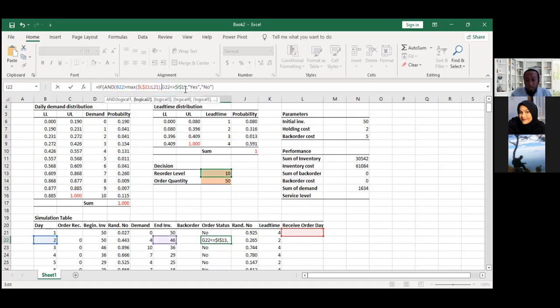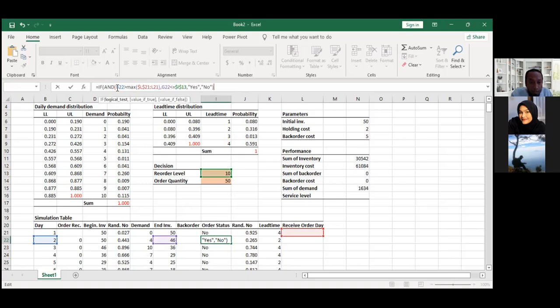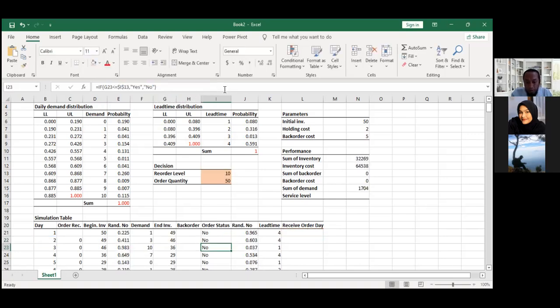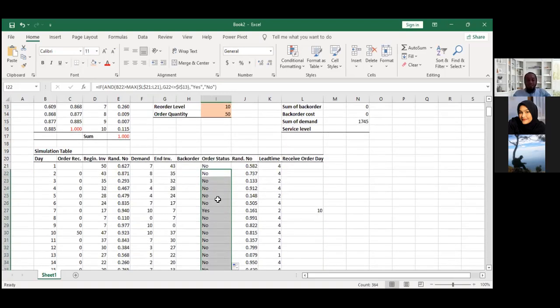And the second logic is, the ending inventory is less than or equal to the reorder level, then we can place an order. Then the operator check again: IF and this one. Okay, now we press enter. Now we can copy down. So we can check now. Okay, done. Now we check again.